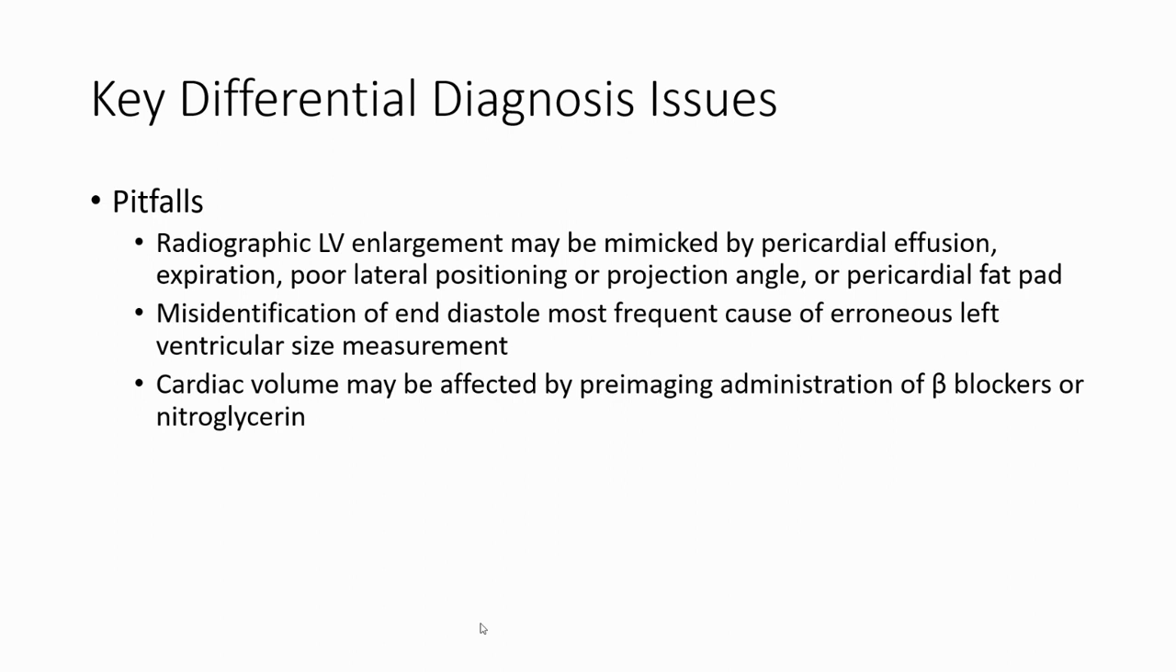Pitfall. Radiographic left ventricular enlargement may be mimicked by pericardial effusion, inspiration, poor lateral positioning, projection angle, or pericardial fat pad. Misidentification of end-diastole is most frequently caused by erroneous left ventricular misalignment. Cardiac volume may be affected by pre-imaging administration of beta blocker or nitroglycerin.